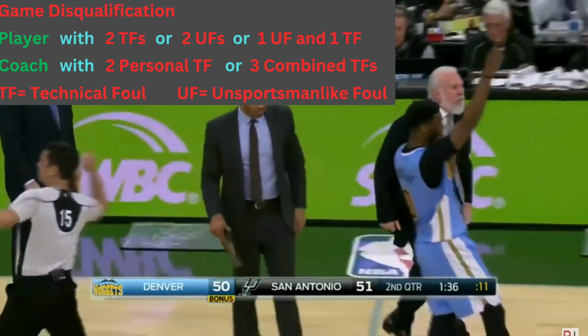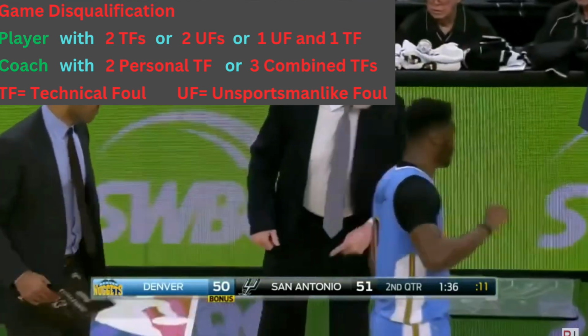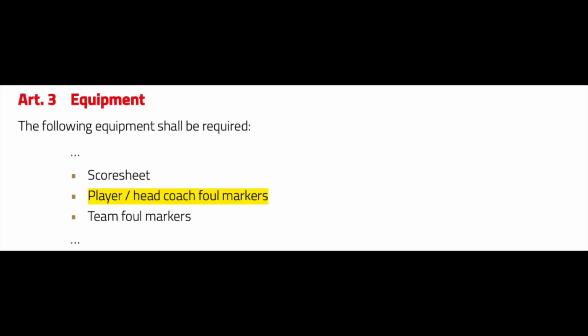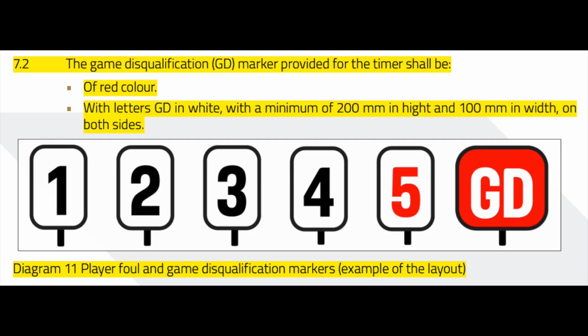So people permitted to stay on the bench are receiving technical fouls, which goes to the head coach. Now, because we have a GD marker, it needs to be added to the equipment rule change of rulebook text. So player and head coach foul markers. And as we see here, we now have a GD in red, which means a game disqualification.